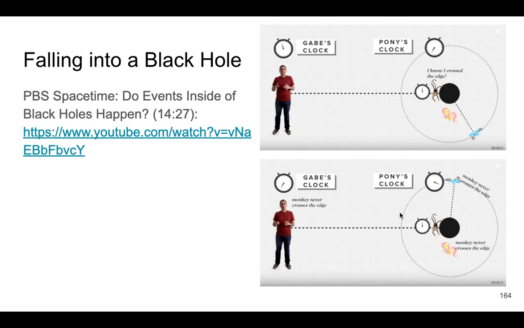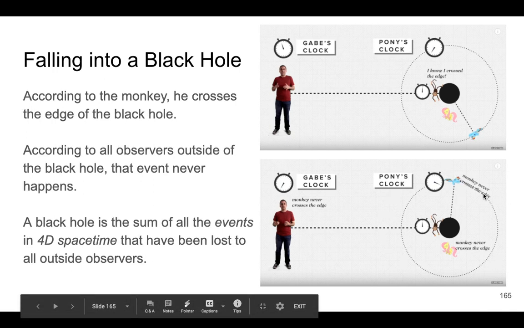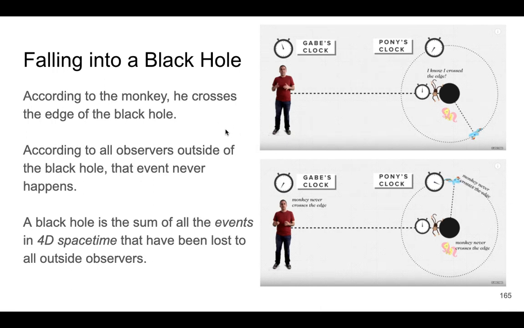So, the title of this video: do events inside of black holes happen? You can't say. It's really, really weird. This is at the edge of our understanding of physics and astronomy and all this stuff. So neat stuff. So again, this is what I just said. According to the monkey, he's going to zip in. He's going to speed up the whole time and cross the edge of the black hole, and then eventually the monkey will get ripped apart by tidal forces. But according to Gabe and all of the observers outside of this, including we've got the little ponies in orbit around the black hole, everyone's going to say that the monkey never actually crosses the event horizon.